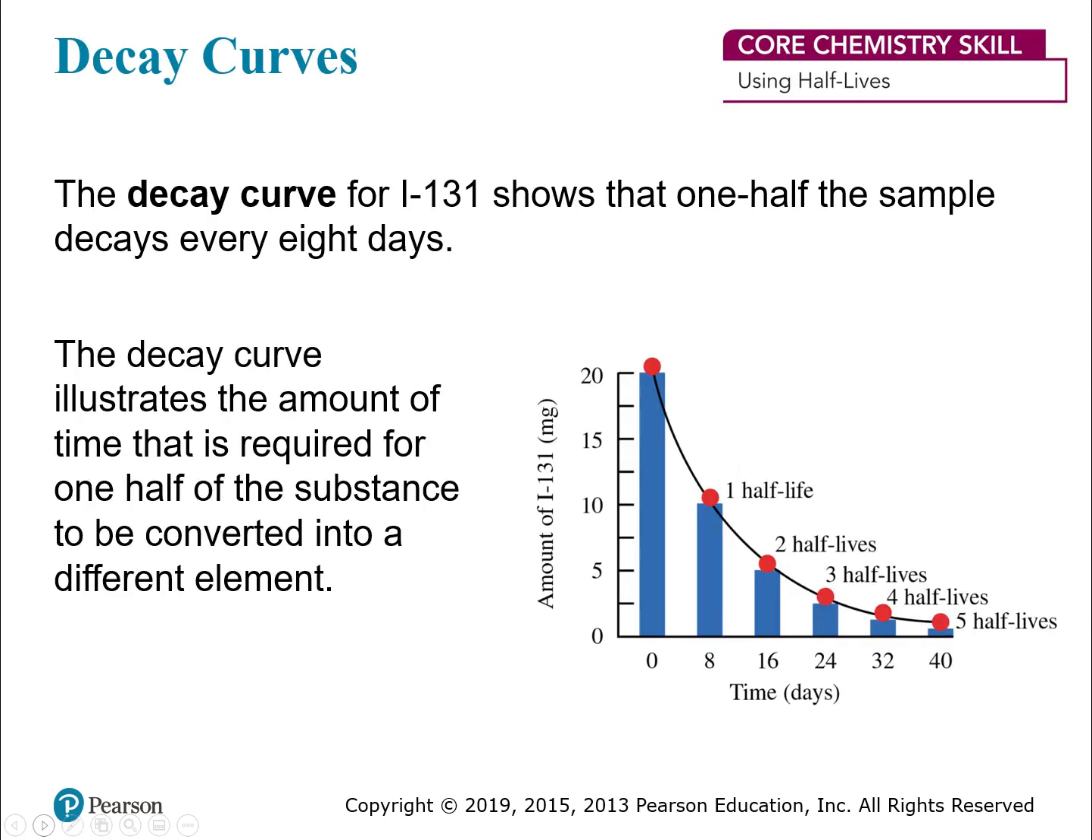A decay curve can show that 1 half-life occurs every 8 days for iodine 131. If you keep track of the time on the x-axis and the amount of the radioisotope that you have on the y-axis, you can plot this every day or every hour or whatever you think is appropriate, and you can calculate the half-life. And once you get to the point where you have half of the amount of material you started with, that's your half-life.